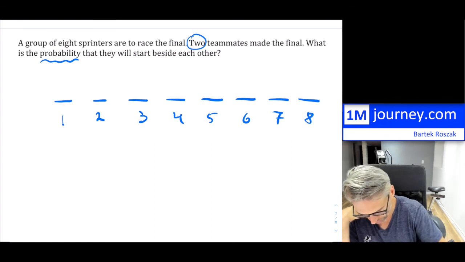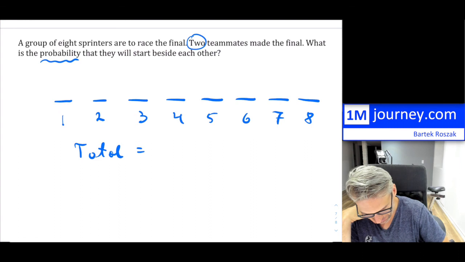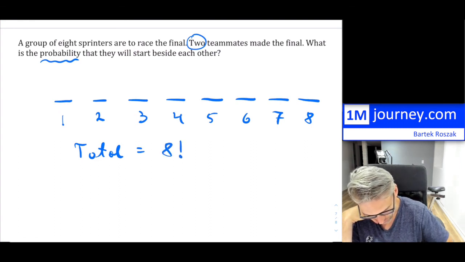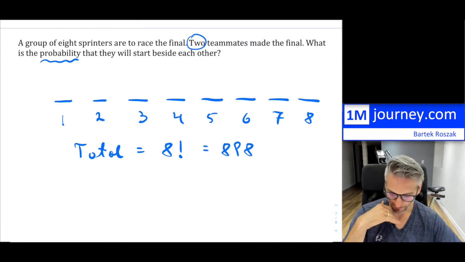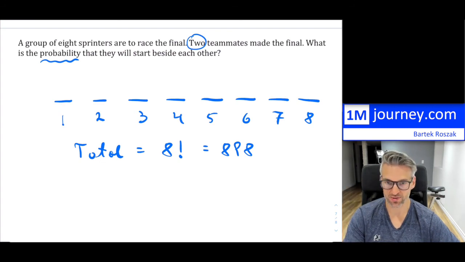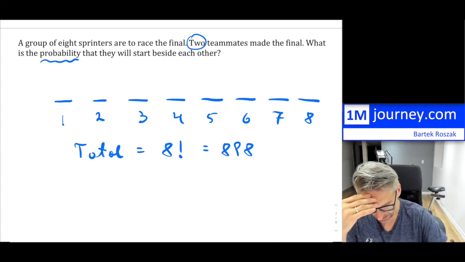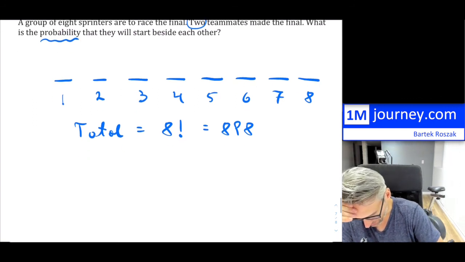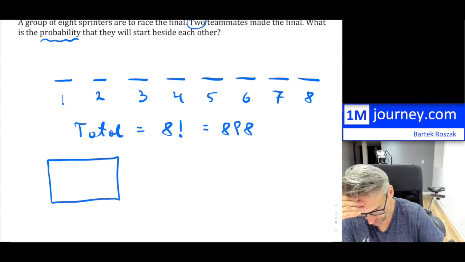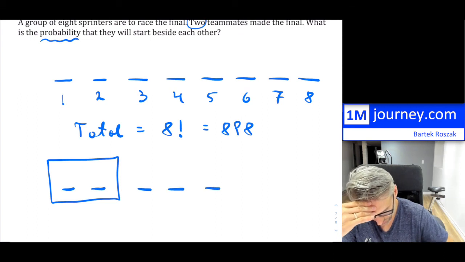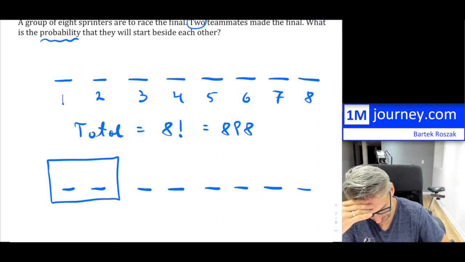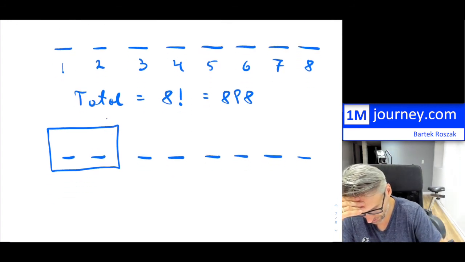So the total number will be 8 factorial, or 8 permutation 8, so these are equivalent. That's the total number of ways that we can rearrange these sprinters. Now, 2 of them are to be together, so we're going to group 2 of them. We want to know when they're going to be side by side. So we have that, and then we have the rest: 1, 2, 3, 4, 5, 6. So that makes it 8 lanes, and these 2 guys are supposed to be together.